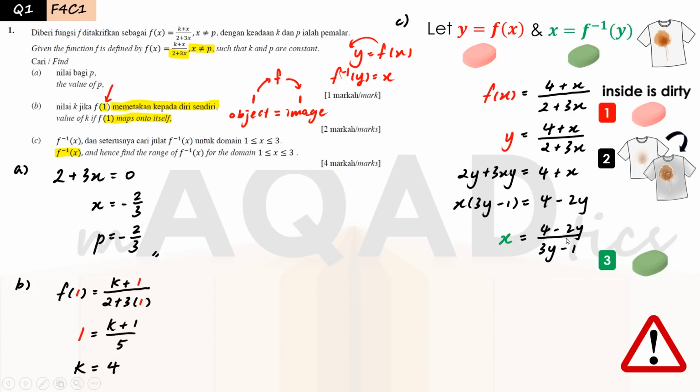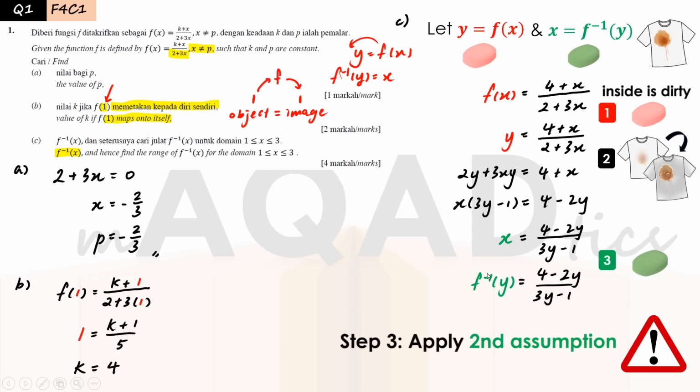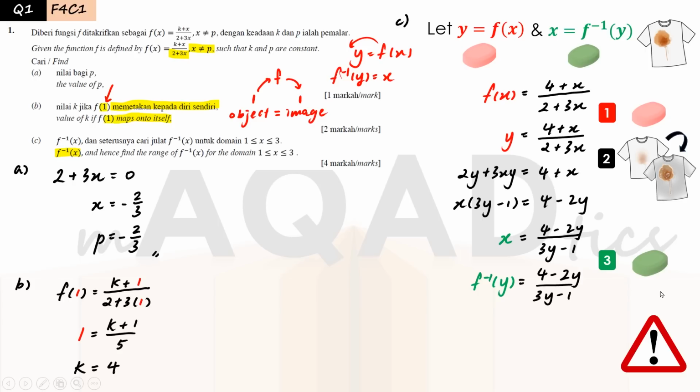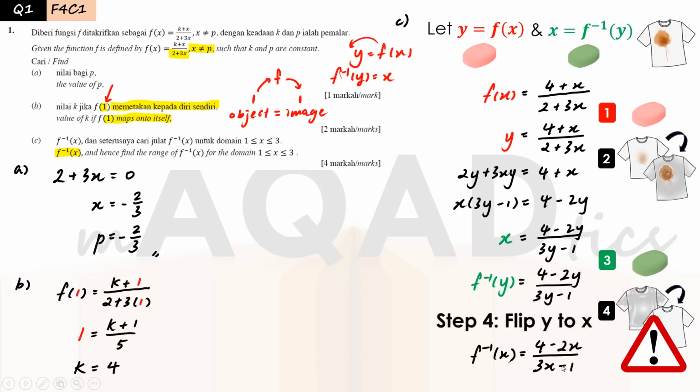So back to here, we are going to apply the second assumption, which is x changed to f inverse of y. Right, and the last step, so now we have cleaned the inside and the outside of the shirt already, so we can flip it back. For the values of y here, I'm going to flip it back to x. Why flip it back to x? Because initially it was x. So now from y, we need to change it back to x.